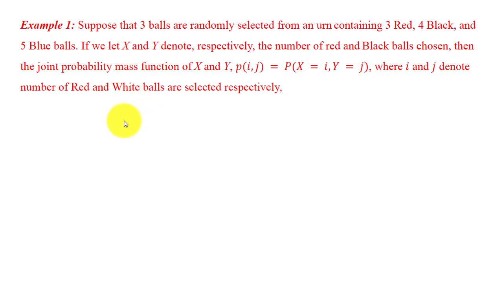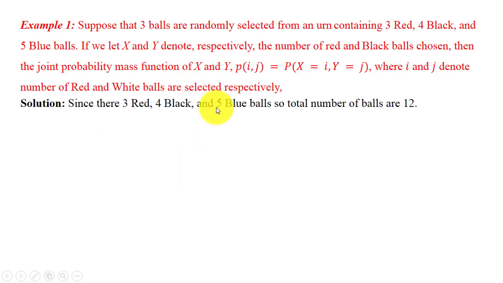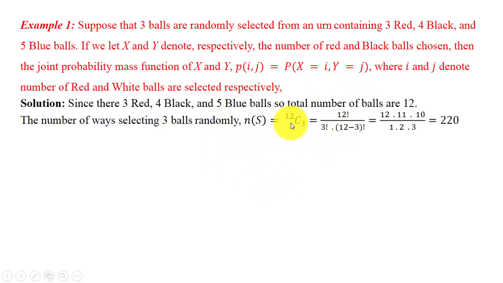So actually there are 12 balls. There are 3 red, 4 black and 5 blue balls. There are 12 balls, and out of those 12 we are selecting 3 balls. So in how many ways can we select 3 balls among the 12 balls? That is given by 12C3, that is 12 factorial divided by 3 factorial into (12 minus 3) factorial. If you simplify that, it is 220. So there are 220 ways to select 3 balls from a bag which contains 12 balls.